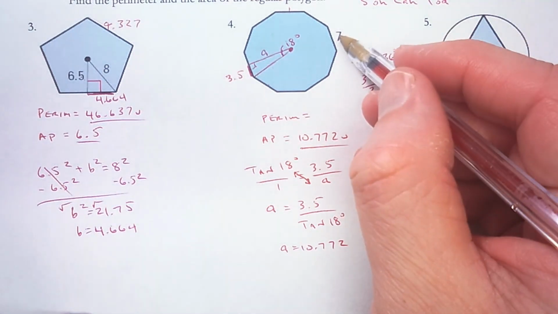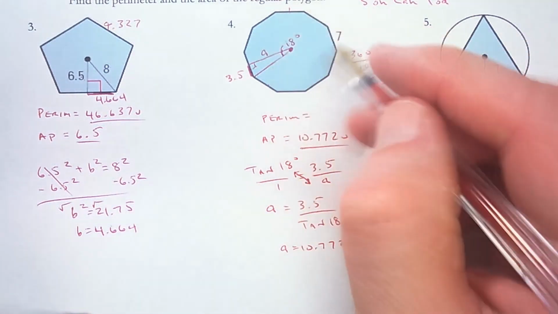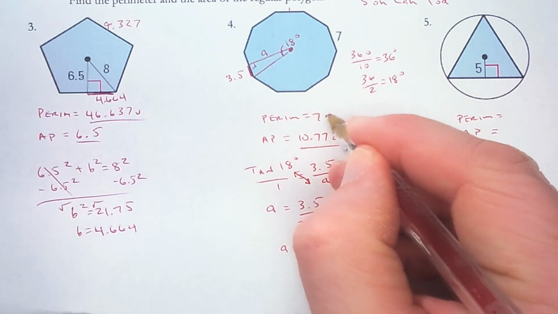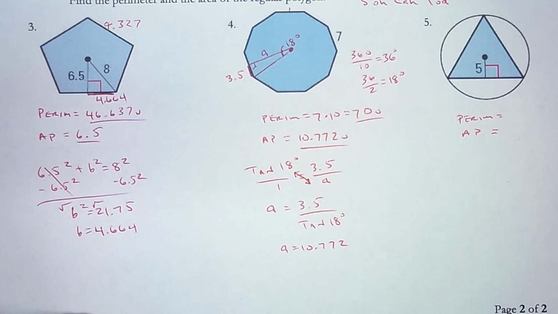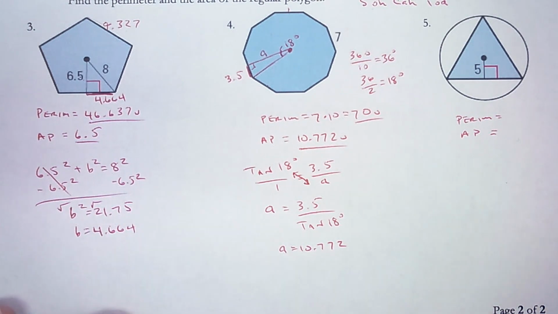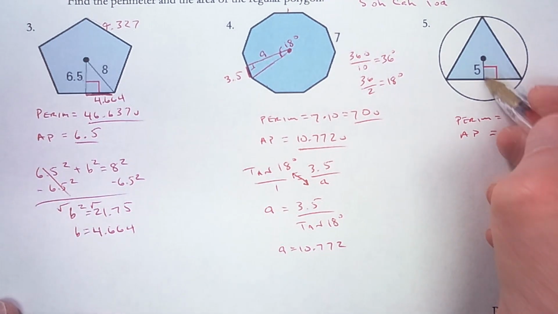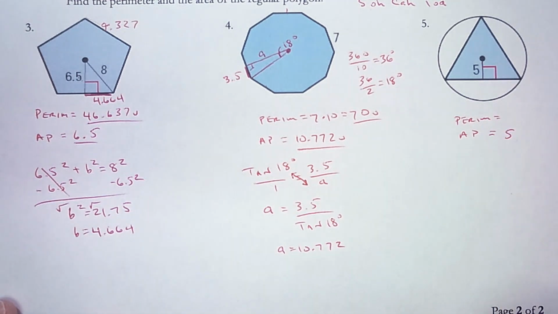The perimeter, each side is 7. There are 10 sides. 7 times 10 is 70 units. That is the perimeter. And our last one here has an apothem given. It is 5.